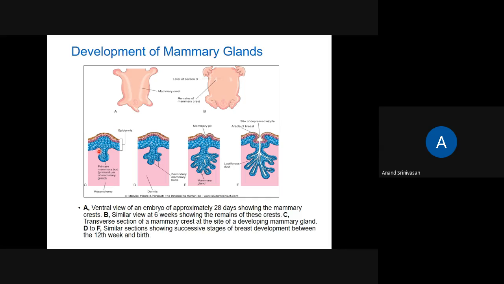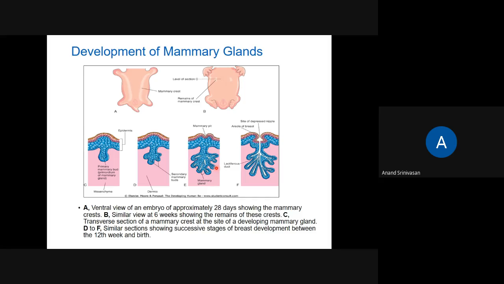So here you can see, around the 6th week along the mammary ridge, there will be epithelial proliferation. It goes down, and then they form the lactiferous ducts. Usually it remains rudimentary, and during puberty there will be the development of the mammary gland.